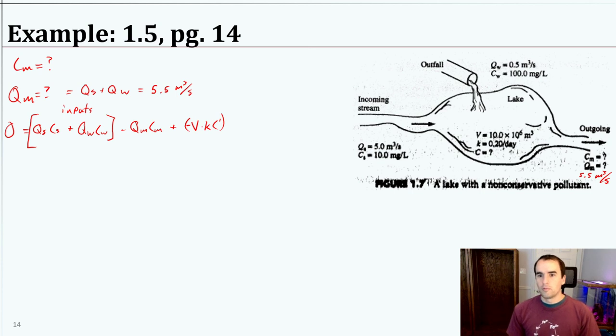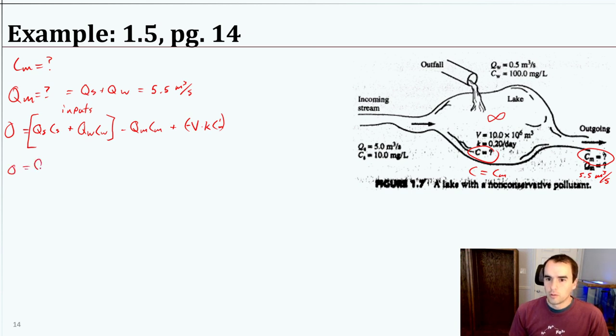Okay, from here we can solve basically like we have before, and what we're looking for is the C. One thing to notice, the C here is going to be the same as the C here. So C equals C_M, because we were told it's well mixed. That was another thing mentioned, that it's essentially a CSTR. Let's rewrite this: 0 equals Q_S C_S plus Q_W C_W minus Q_M C_M minus V K C_M.